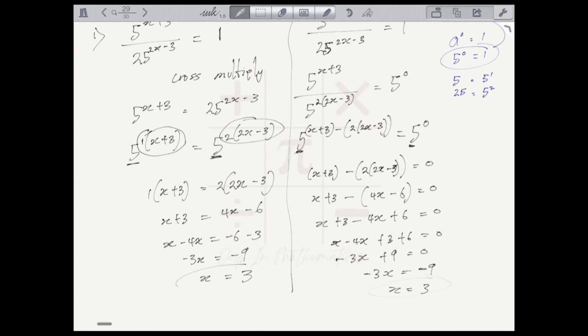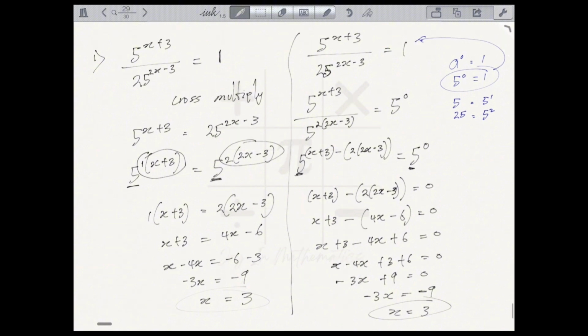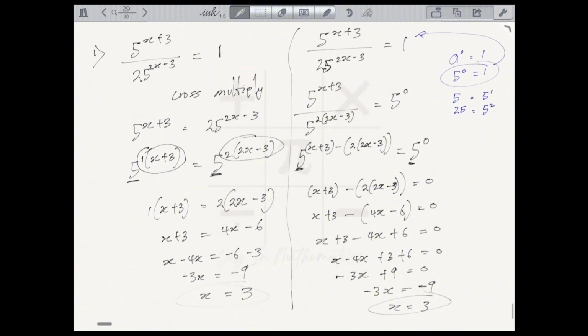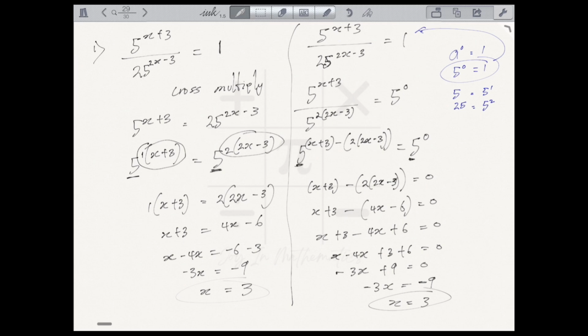Now we can say that whatever way we pass through, we will arrive at the same answer. Okay, let's move on to the next question.